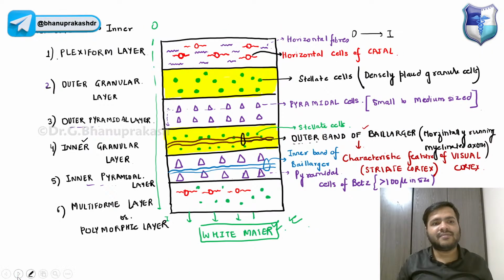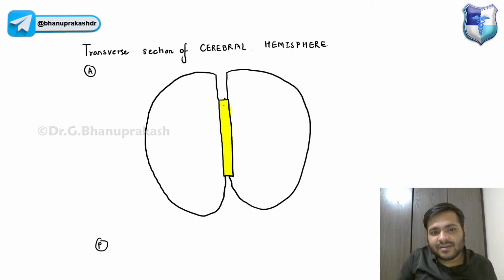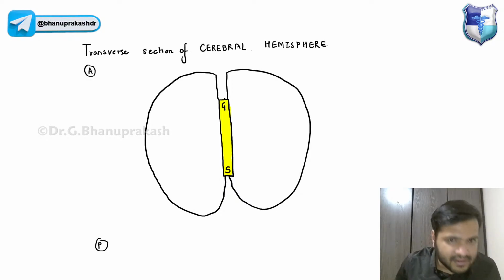So let us mark this in our diagram, guys, that this part will represent the genu and this part will represent the splenium. This part will represent the splenium. So that we have already discussed, right?